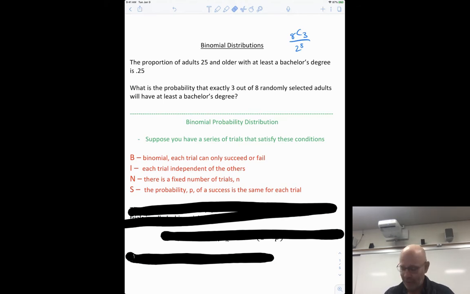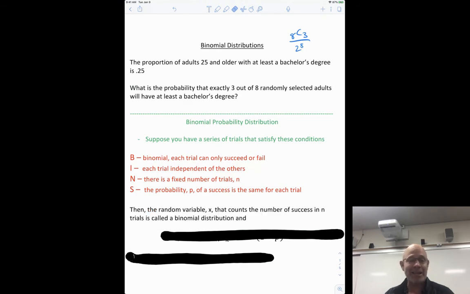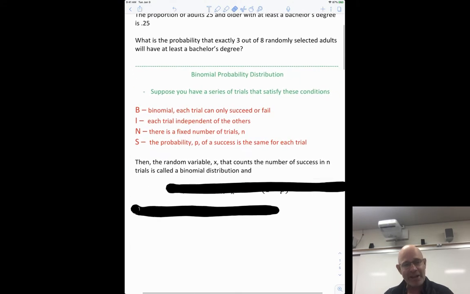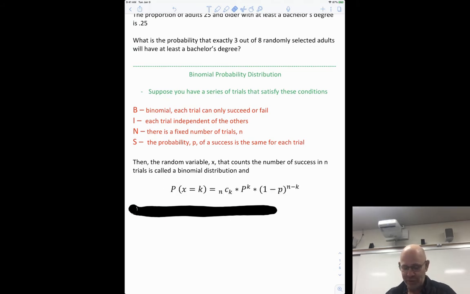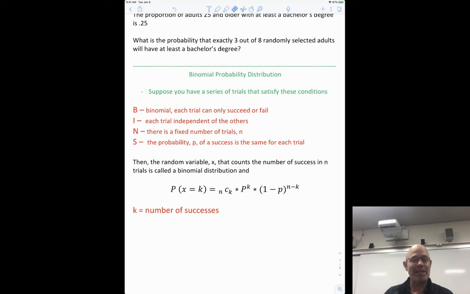And now we just need a formula for this. Normally, if we were in a class, I'd probably walk you through this and have you try this a little bit. But I'm just going to give you the formula. The random variable X that counts the number of successes in N trials is called a binomial distribution. And the probability that we get K successes is N choose K times P to the K times 1 minus P to the N minus K. It looks pretty complicated. It's very simple, very simple.